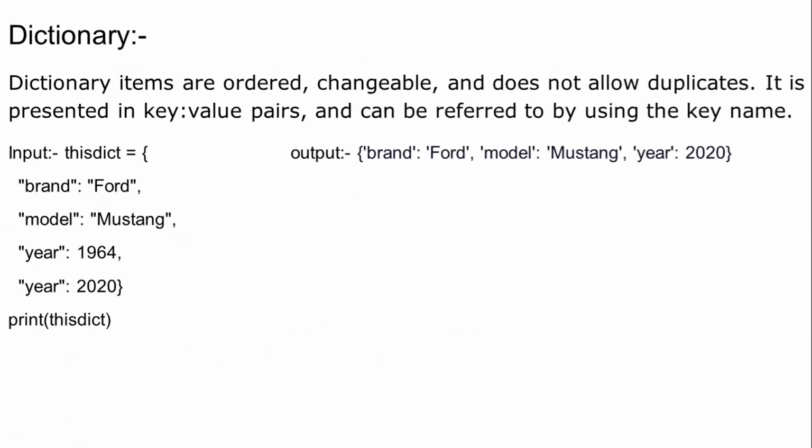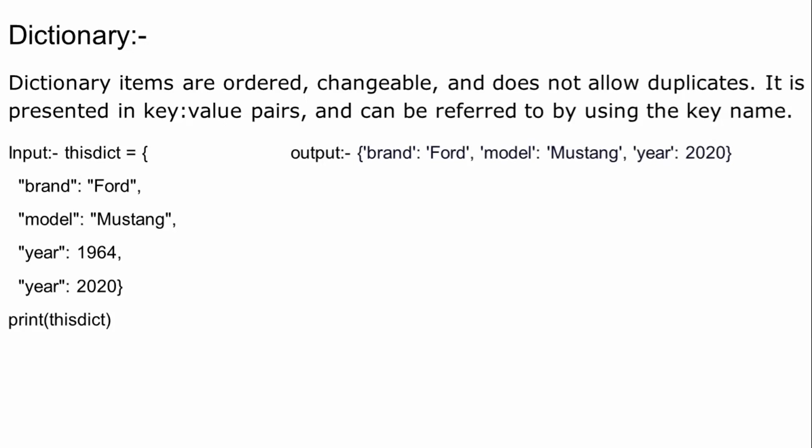So dictionary, you know the word dictionary, guys. What does a dictionary store? It stores multiple words. So dictionary items are ordered, changeable, and do not allow duplicates. So different data types are there in Python, and they are slightly different. It is presented in key value pairs and can be referred to by using the key name.